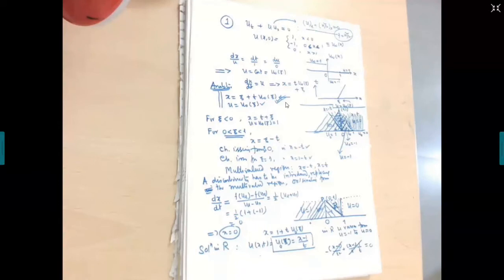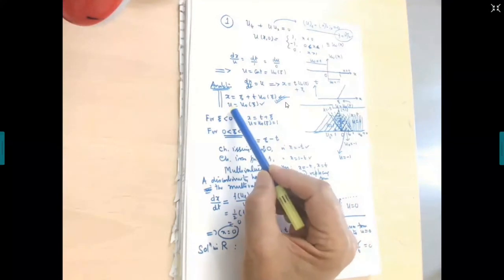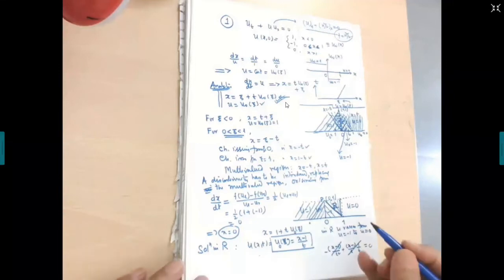From here we get u naught of xi. And u is equal to u naught of xi. Here on the left it is a function of x and t. So u as a function of x and t is given by this expression. So this is the solution in region R. Is it clear to you?